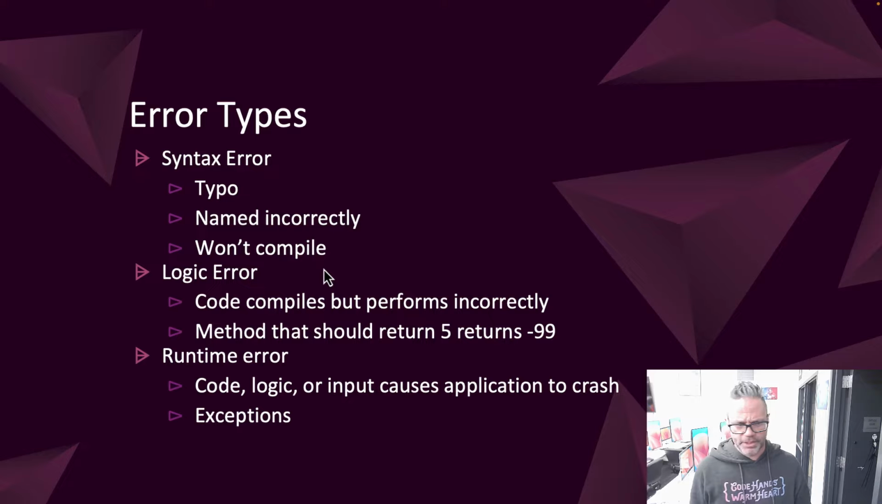A logic error is a little bit different. With a logic error, your code compiles just fine, but it's performing incorrectly. Say, for example, you have a method that should be returning 5, but instead gives you negative 99. That's a problem. There's something wrong with your logic. Your code compiles and works, but it doesn't execute the way you're expecting it to.